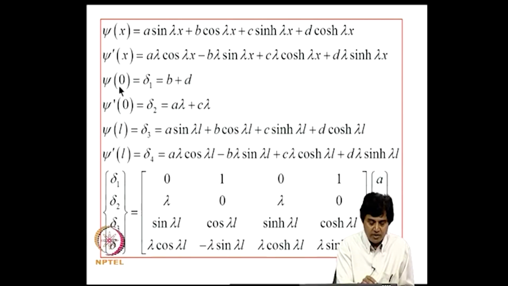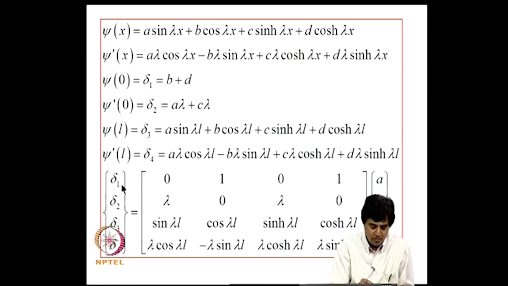So, at x equal to 0, psi of 0 is delta 1, that must therefore be equal to b plus d. Psi prime of 0 is delta 2, therefore, that must be a lambda plus c lambda. Psi of L is delta 3 and it will involve all the terms. Psi prime of L is delta 4, it will again involve all this.